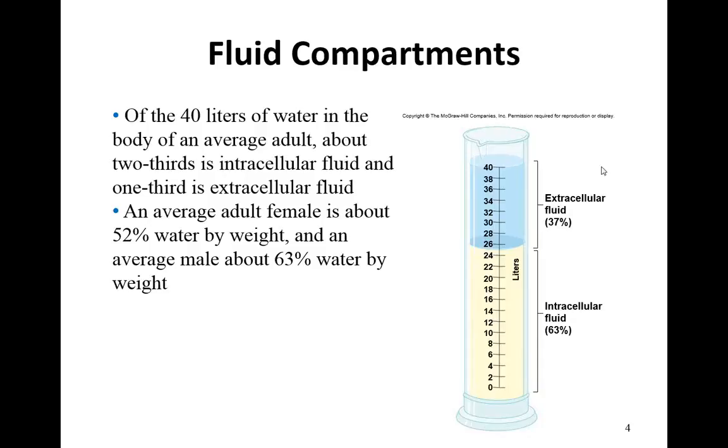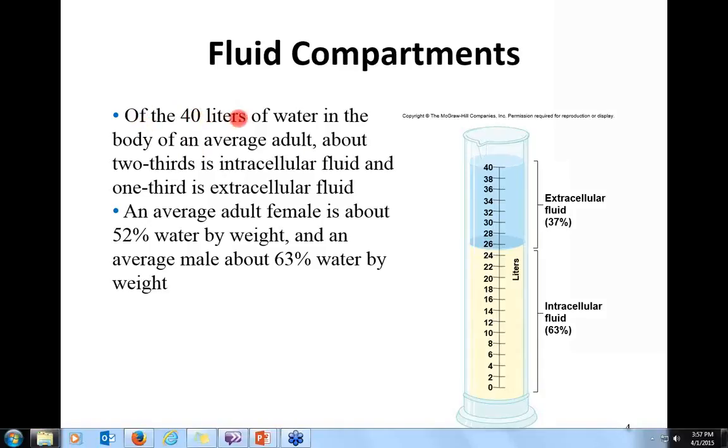In the human body, you have about 40 liters of water. Two-thirds of that is intracellular, meaning in the cell, and one-third is extracellular, which refers to fluids outside of your cells. Typically, a female is 52% water by weight, and a male is 62%.